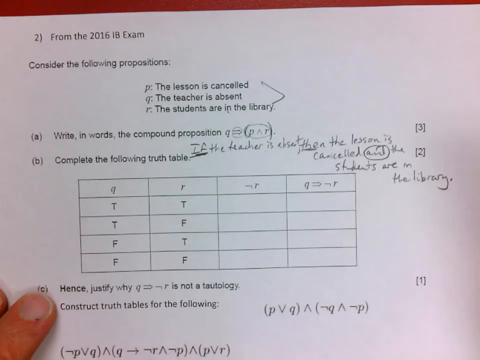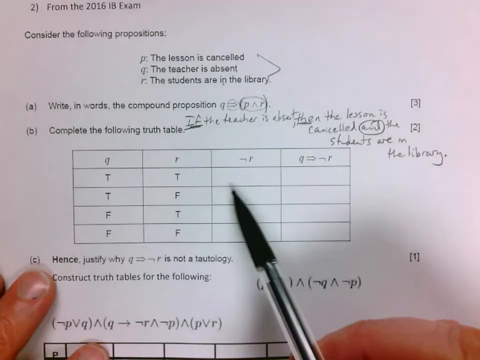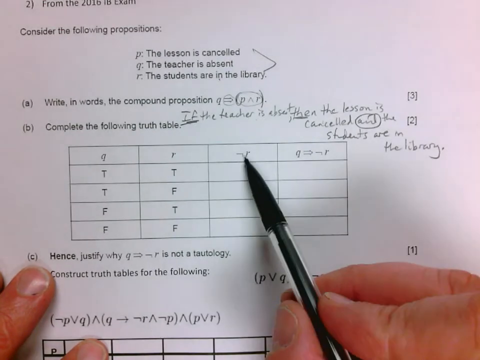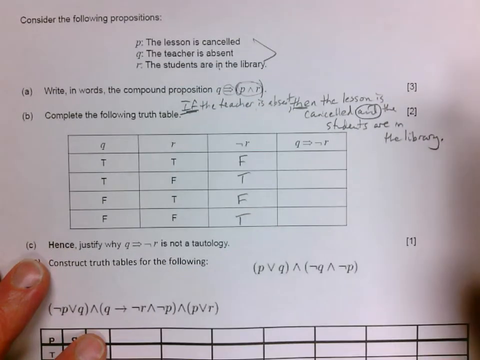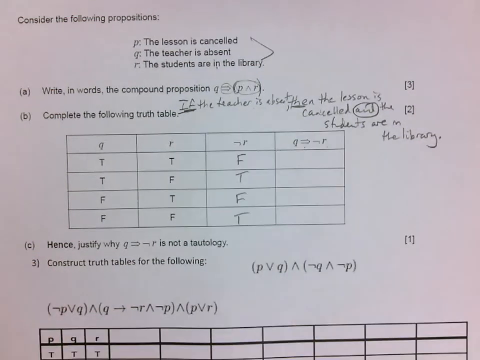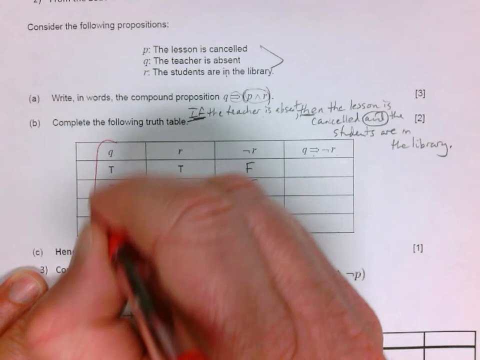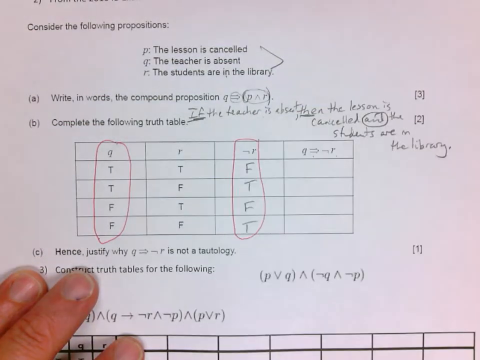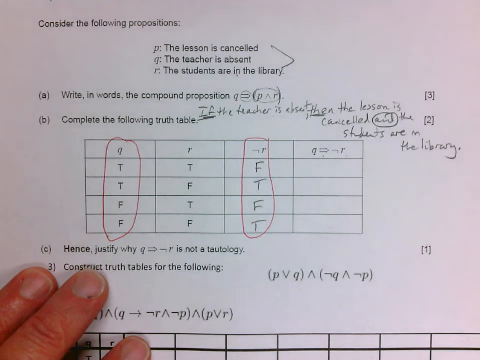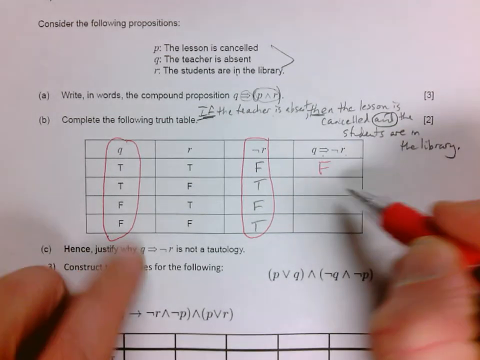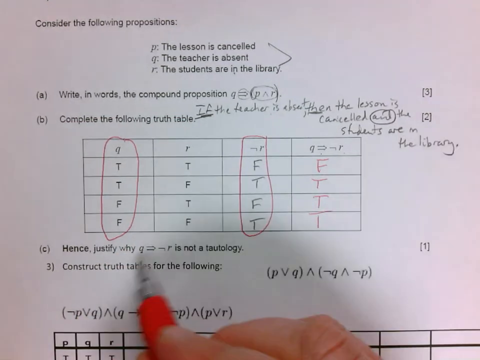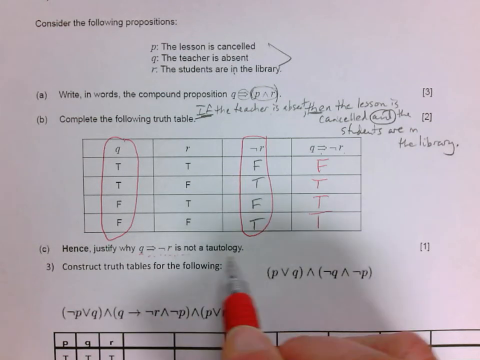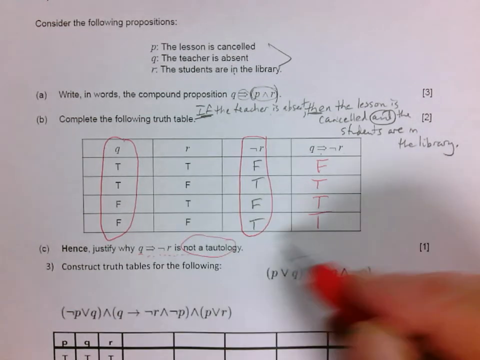Okay, next one. Complete the truth table. So not R would be false, true, false, true. Q implies not R. Again, trying to help you by making a note here. We're comparing Q and not R using the arrow. The implication arrow is only false when it's true followed by false. So there's a false. Hence, justify why Q implies not R is not a tautology: because one of the statements is not true.